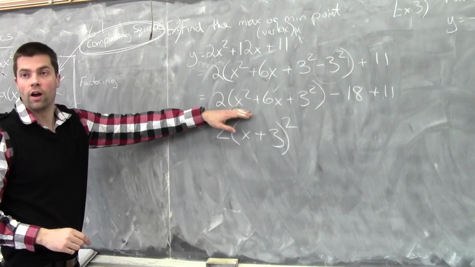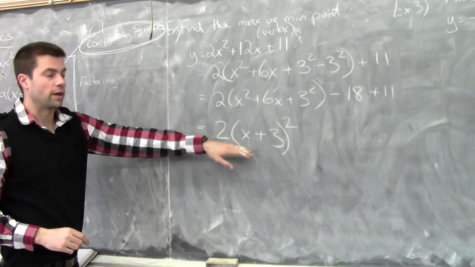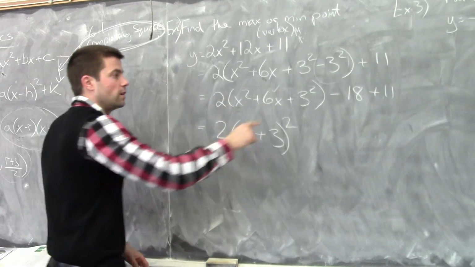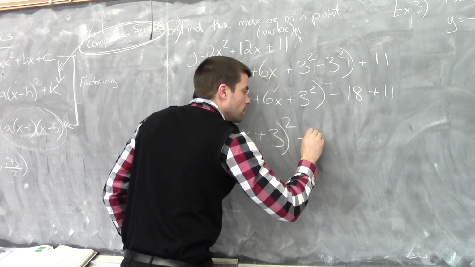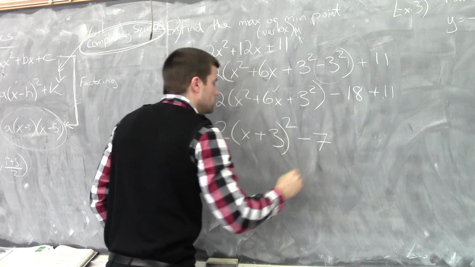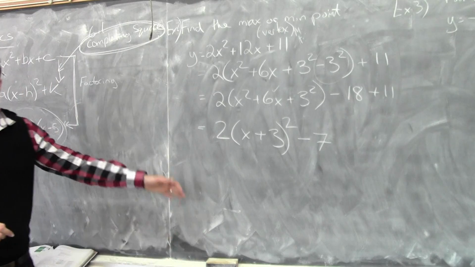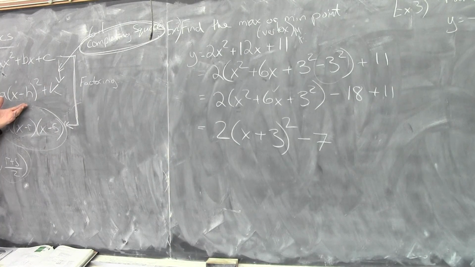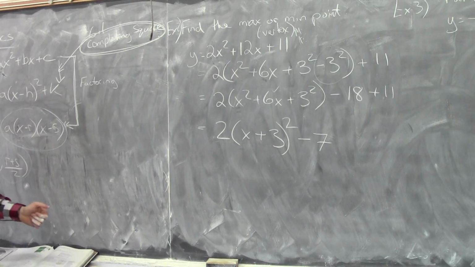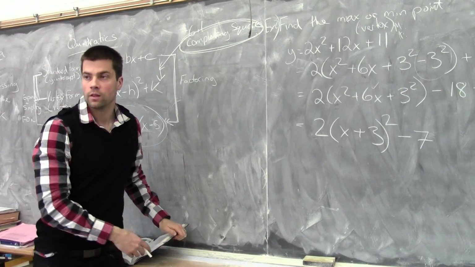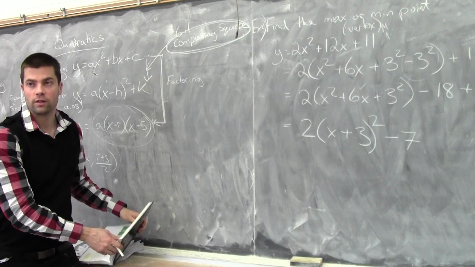That's the shortcut, right? From perfect square trinomial, from that to that, we've learned that. And finally, I combine the 18 and the 11 minus 7. And then, voila, you're in vertex form. Okay? Any questions there? That's all there is to it.